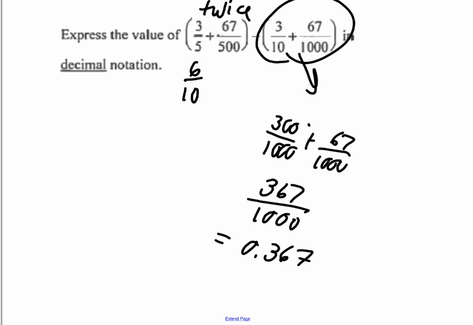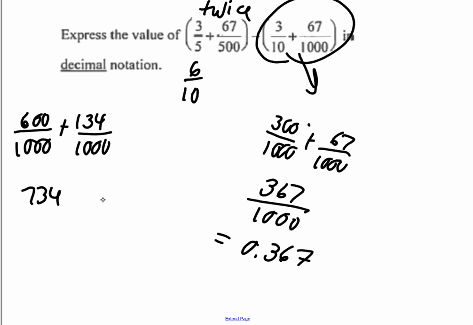You could easily have gotten a common denominator. You could have made this one 600 over 1,000 plus, and you could have made that one, I think it's 134. And then you could have subtracted, you could have gotten 734, take away 367. You'd still end up with that same answer. It's just a little bit quicker to notice that one is twice as big as the other.